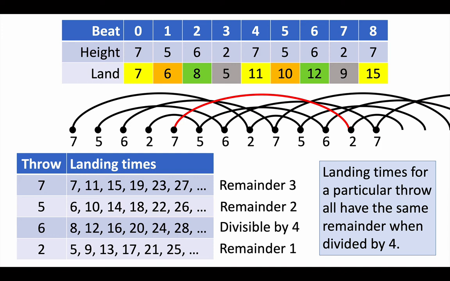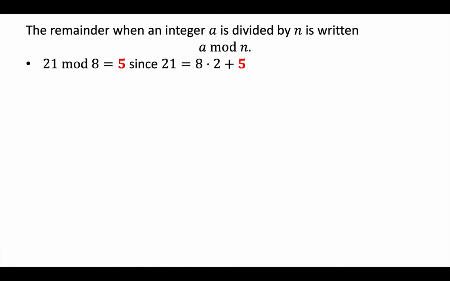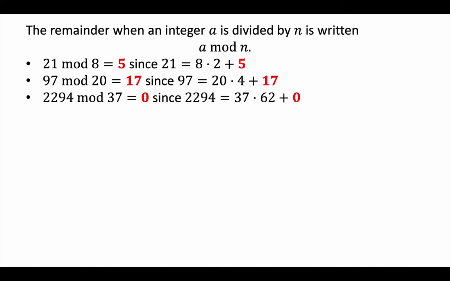In order to go through and discuss the actual mathematical way of checking to see if a list of numbers is a Siteswap, we need to introduce a new concept, which is known as modular arithmetic. When I divide a number a by n, the remainder we get when we perform that operation is written as a mod n. When I divide 21 by 8, I get a remainder of 5, so I'll write 21 mod 8 is 5. When I divide 97 by 20, I get a remainder of 17. 97 mod 20 will be 17. And 2,294 divided by 37 is 62 with a remainder of 0. So 2294 mod 37 is 0.